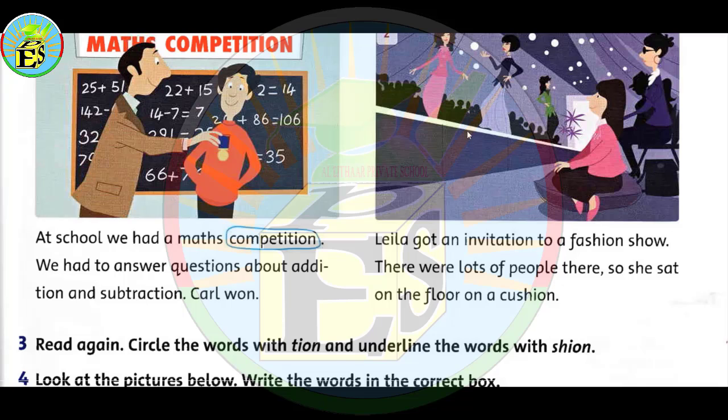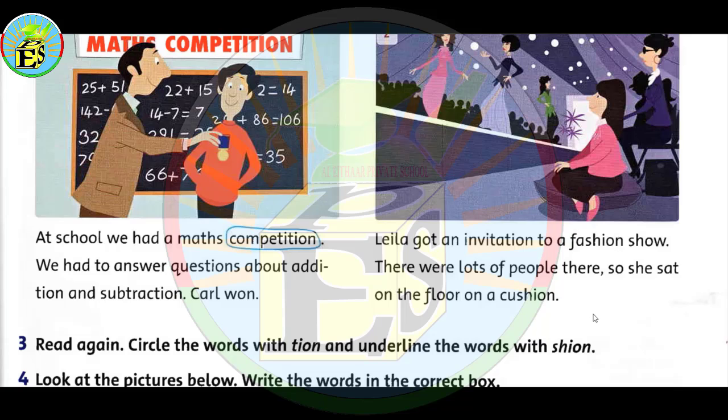Now let's move to picture number 2, and here we're talking about Layla, who got an invitation to a fashion show. The word invitation ends with T-I-O-N and the sound is shen. So put a circle on this word, this one, and then to a fashion show. So we still have the same sound, which is shen, but the spelling is different. So underline this word, fashion. Put a line under this word.